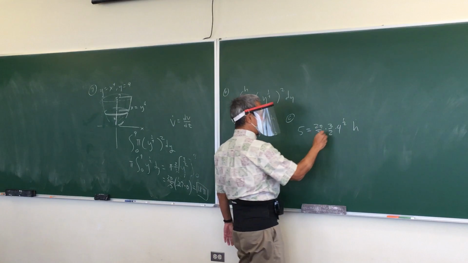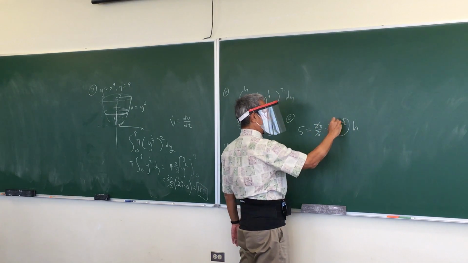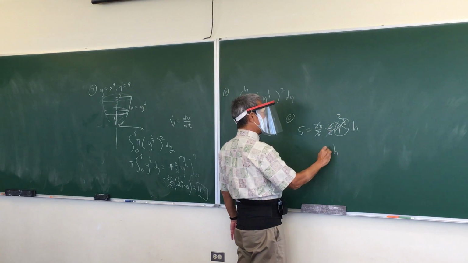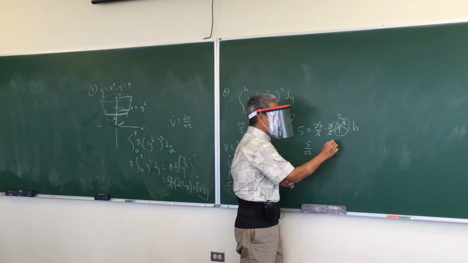Well, 3 cancels 3, 2 cancels 2, and what is 4 to the 1 half? 2, so this is 2. So you got H is equal to 5 over 2 pi. And, oh, this is H dot.